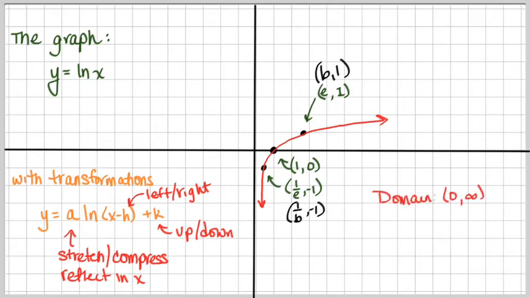So our domain, still 0 to infinity. Our range, negative infinity to infinity. Domain is affected by left-right movement. It will also be affected by reflection if we reflect in that vertical axis, the y-axis. Range is completely unaffected by anything. It's infinite in both directions.